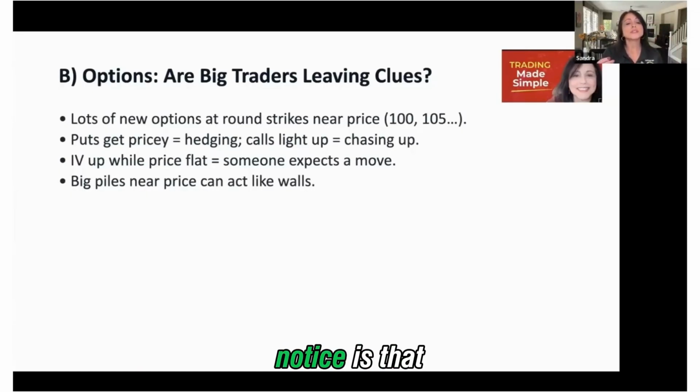The other way that you can notice is that puts get really expensive. And that's because something's going to happen in the marketplace and the institutions are hedging their positions. And then the calls, let's say we're in an uptrend and you're thinking that it's going higher, the calls start actually being cheaper. This should be a warning sign to you, because if the market goes higher on demand, you would think that the calls would get more expensive.